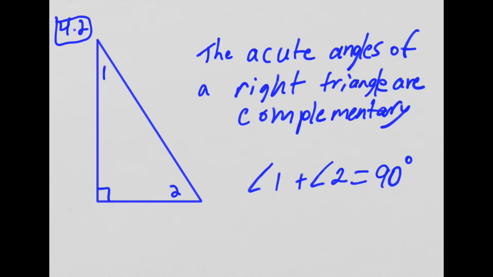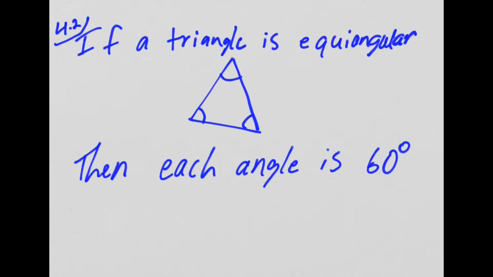Also in 4.2, we said that the acute angles of a right triangle are complementary. So instead of taking 180 minus, I can take 90 minus to figure out the other of these two acute angles, because angle 1 and 2 are always going to add up to 90 degrees with a right triangle. A corollary of the triangle sum theorem: if a triangle is equiangular, that means that each angle is going to be 60 degrees, because they have to be the same and they have to add up to 180.